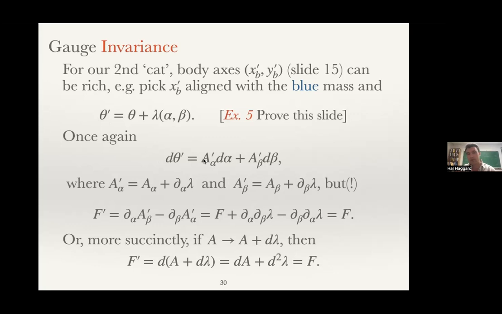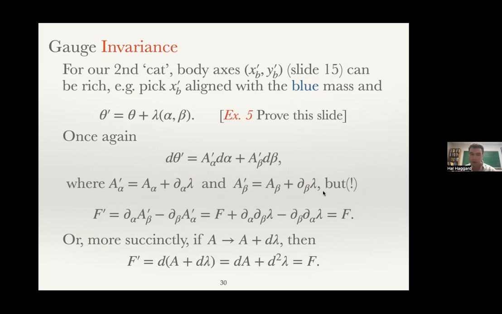D theta prime will be A alpha prime D alpha and A beta prime D beta. And if you just follow that definition, well, what are these components? They're just A alpha plus the partial derivative of lambda with respect to alpha, and similarly with respect to beta. And now you see something really cool and interesting.